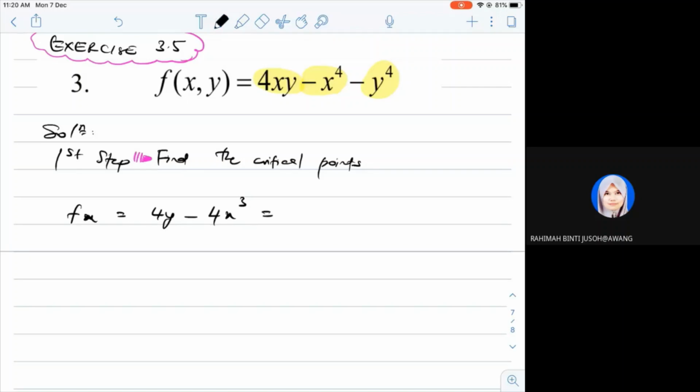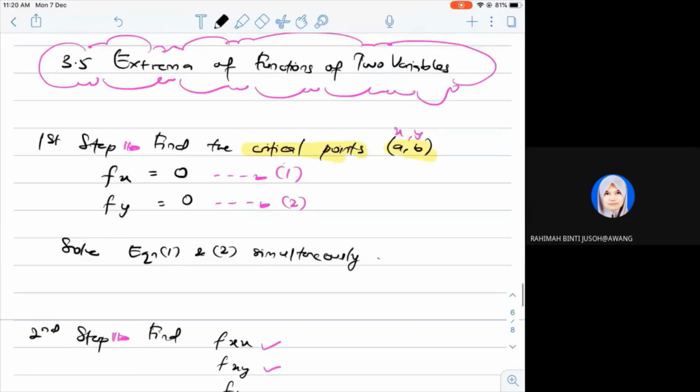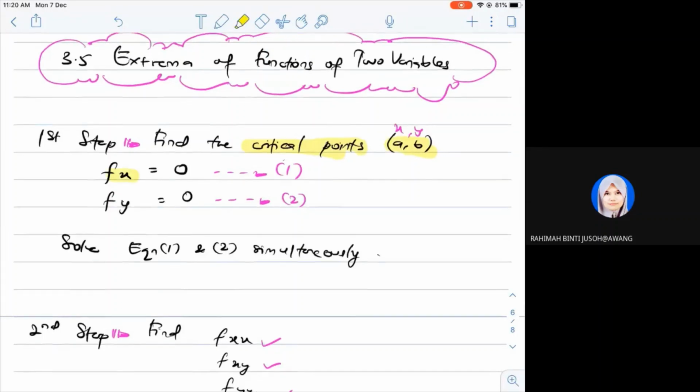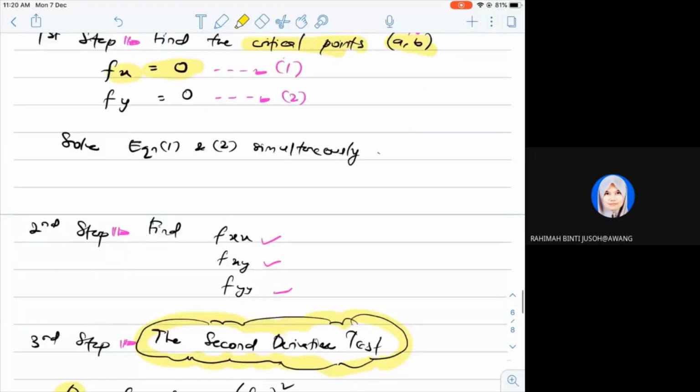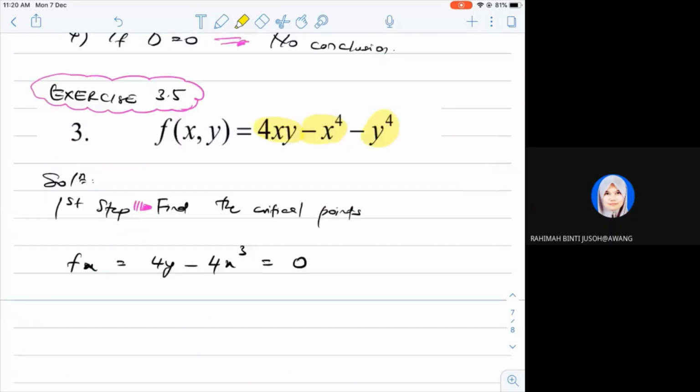So equate this with 0. Ni yang saya cakap tadi tu, equate with 0. Nampak tak? Ni, step pertama cari fx dan samakan dia dengan 0. Okay, so this is your first step. Alright, this is your first equation. Equation number 1. Equation 1.